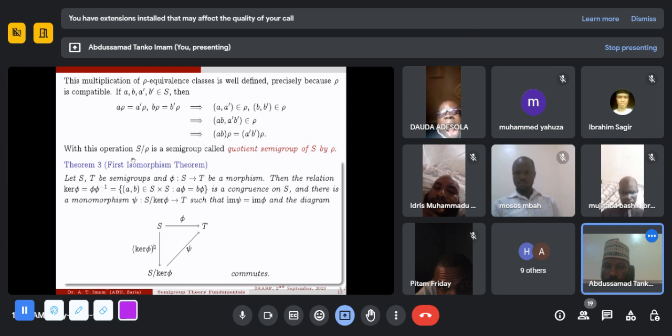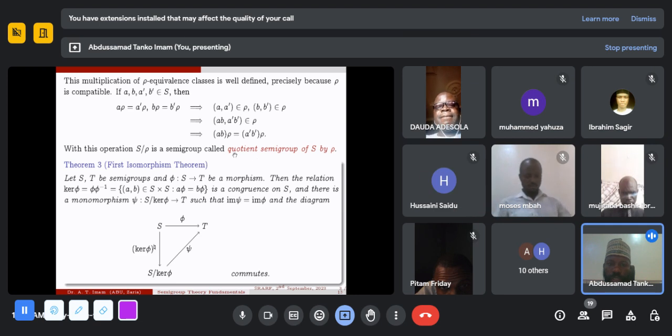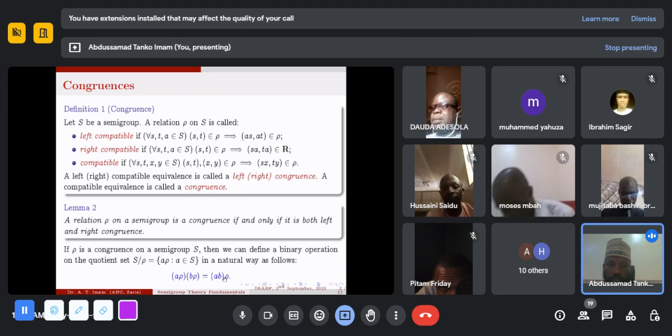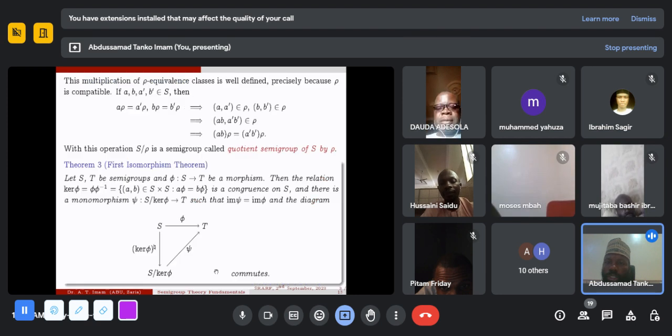So therefore, we have a semigroup, because it is now a routine check that this binary operation is associative. The operation is in terms of elements of S, and associativity already holds for elements of S, since S is a semigroup. So associativity is an inherent property which this operation inherits from S. And so what we have here is a semigroup which we call the quotient semigroup of S by rho. Here rho is a congruence.